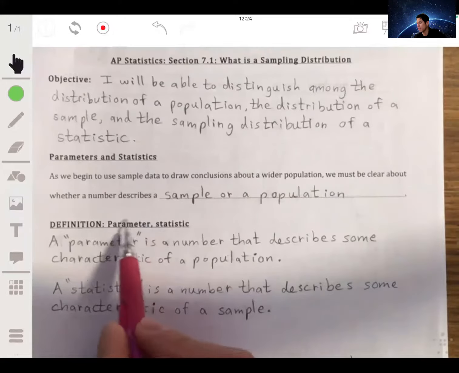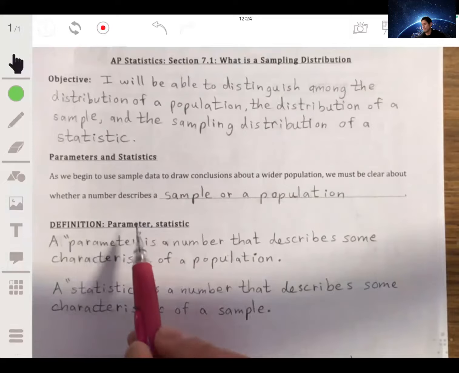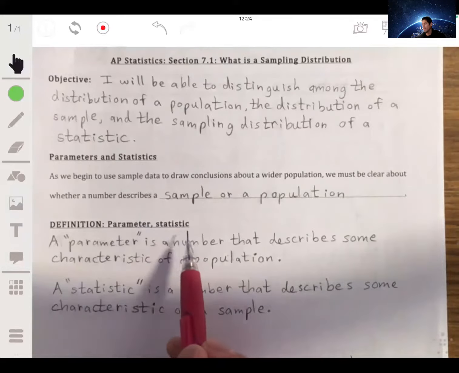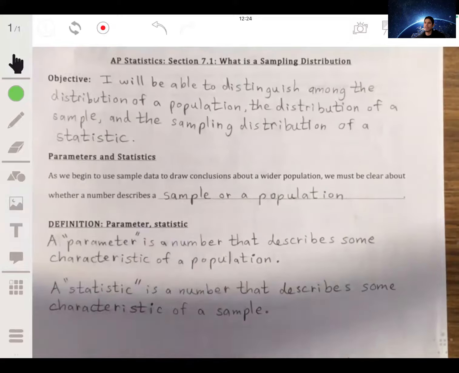The true proportion of people is known as our parameter. So the parameter is the true value of what we're trying to figure out. The statistic is basically the value that we get from a sample.